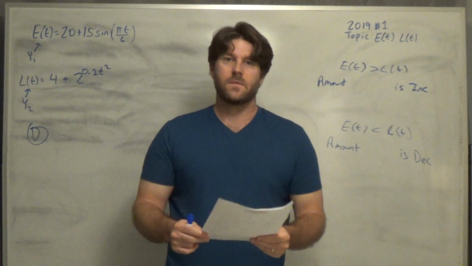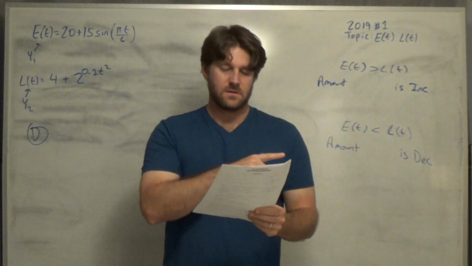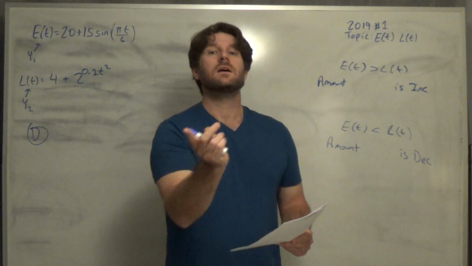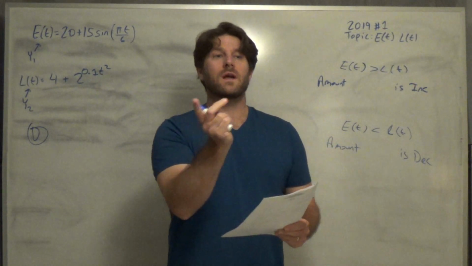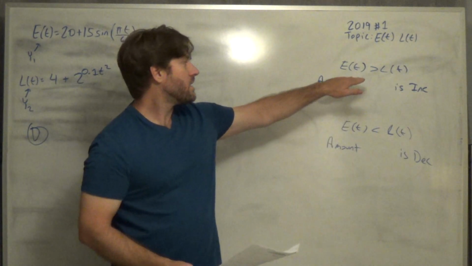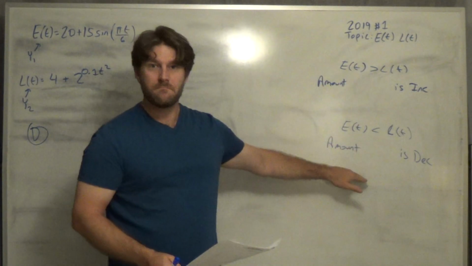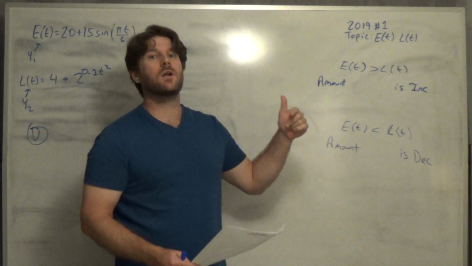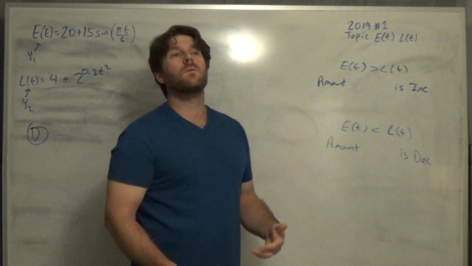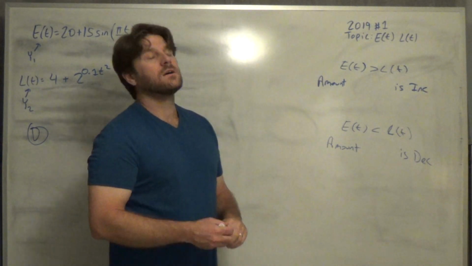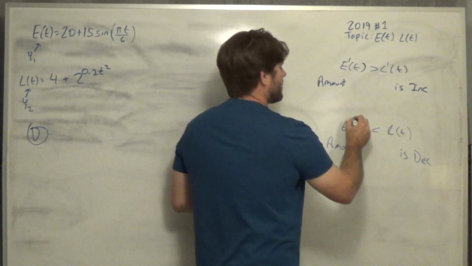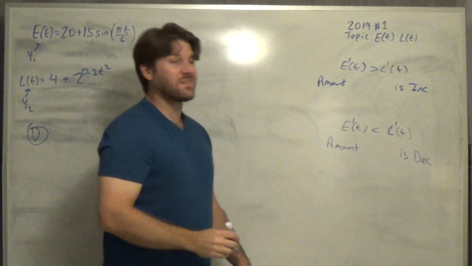Read the question. Is the rate of change in the number of fish? Another word for rate of change or instantaneous rate of change is the derivative. Is the rate of change increasing or decreasing? If they said the amount of fish, this would tell me if the amount of fish is increasing or decreasing. But we want to know the rate of change of the amount of fish. So we want to be learning about its derivative. So unfortunately, we're going to have to look at E prime. We're going to have to look at the derivative.